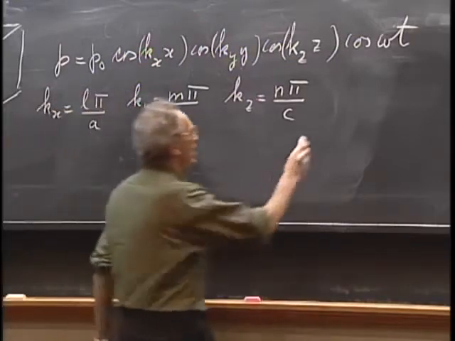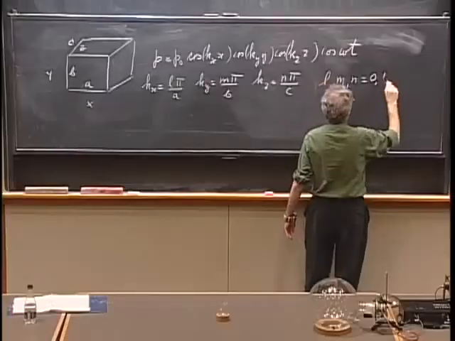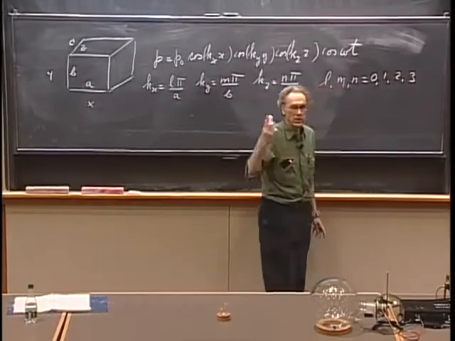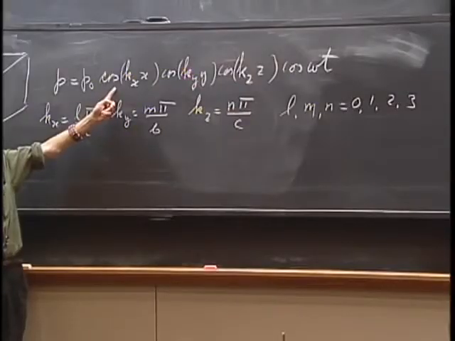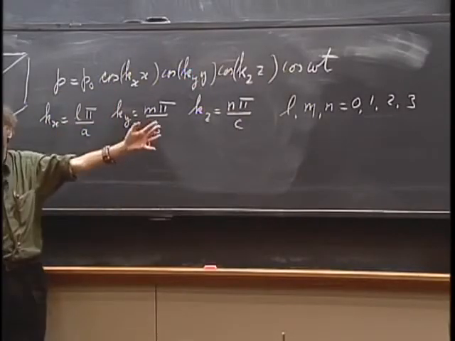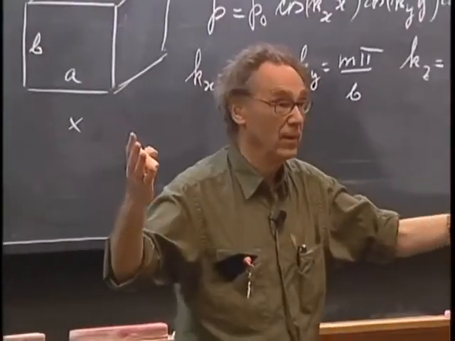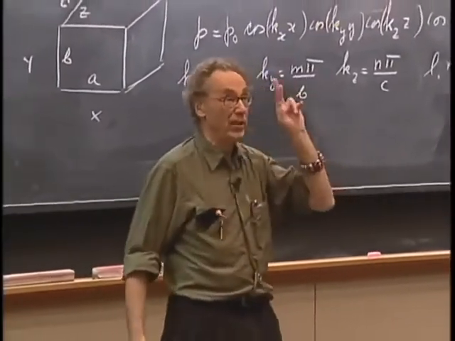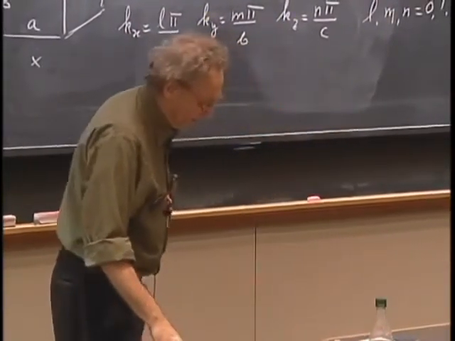And l, m, and n can be 0 or 1 or 2 or 3, including 0. Make one of those 0. There's no sine here. If you have a sine there and you make it 0, then everything becomes 0. But if you make a cosine 0, then it just is 1. So 0 is allowed, except they cannot all 3 be 0, and you will see very shortly why.